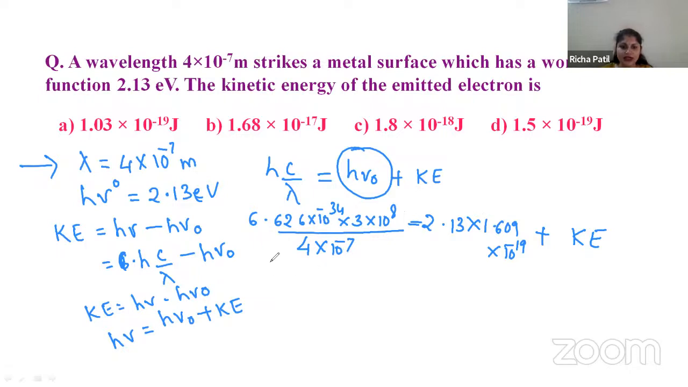So 6.626, when you multiply this first, 6.626 into 3, and now this minus 34 plus 8, what value will it give you? Solve this. So at each step, you first solve each step and then go accordingly. Yes, what is the answer? After solving, what are you getting for kinetic energy? So the kinetic energy will come to 1.5. Please solve this and see. The kinetic energy comes to 1.5.